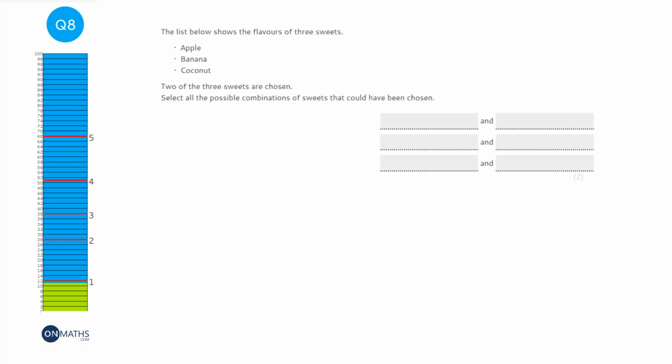Okay, so we're asked for all the possible combinations of sweets. The important thing here is to be methodical whenever you are asked a question like this. So I'm going to start with the first one and pair it up with the second one. And I'm going to keep with the first one, which is apple, and pair it up with the third one. And then I can't do any more with apple because I've got both the combinations down.